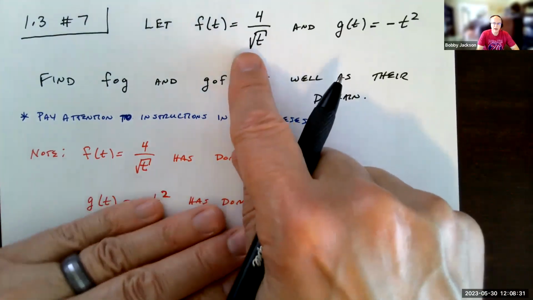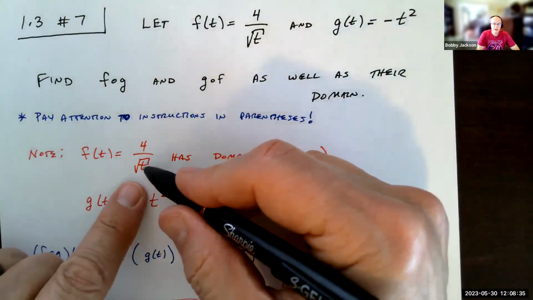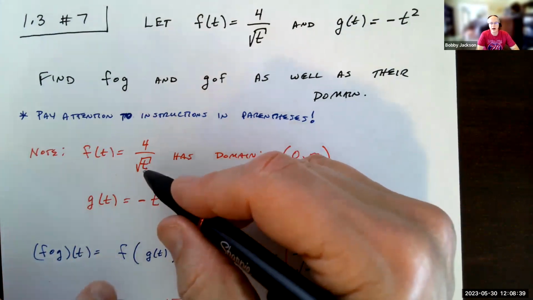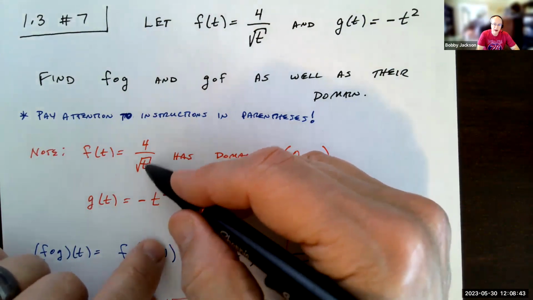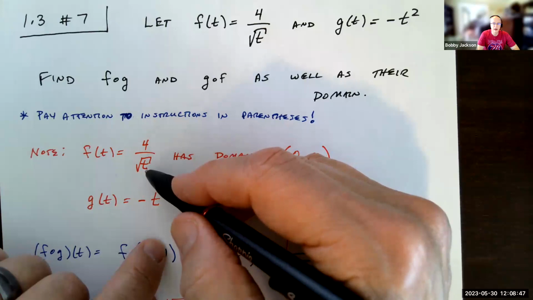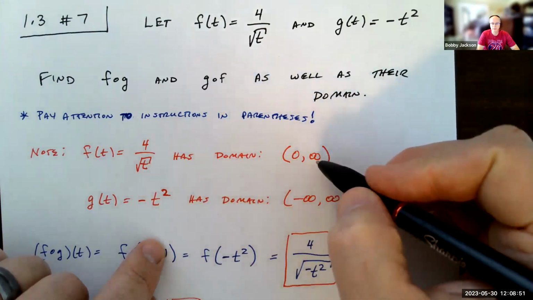When we look at the function f of t, what's its domain? Well, the square root of t, the value of t here, since we're under the radical, taking the square root, must be non-negative, must be greater than or equal to 0. However, since we're dividing by it, it cannot be 0 because division by 0 is undefined. Hence, the domain is everything greater than 0.